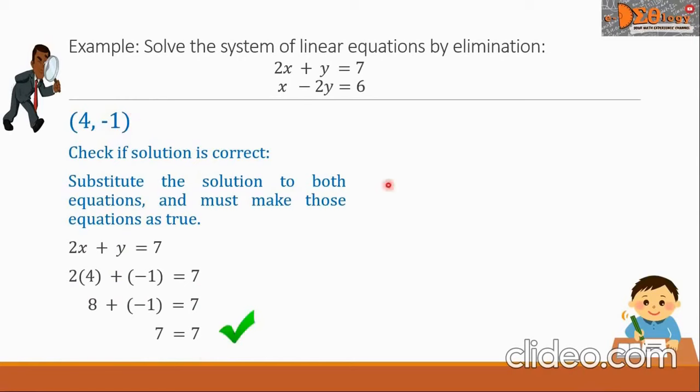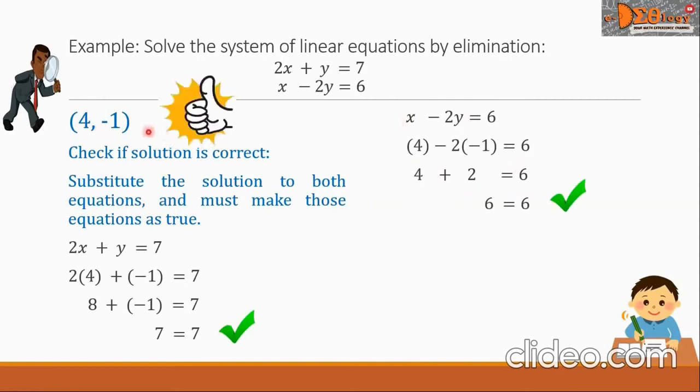Let's try the second equation. The x minus 2y equals 6. Let us now substitute the values. So now the x becomes 4 and this y here becomes negative 1. So we have 4 minus 2 times negative 1 must be equal to 6. So this is now 4. This negative 2 times negative 1 will be positive 2 equals 6. And 4 plus 2 is 6 and that is equal to 6. So it is correct. So again, the solution makes the second equation true. It means to say, we are sure that our answer here is correct. And this is our final answer.